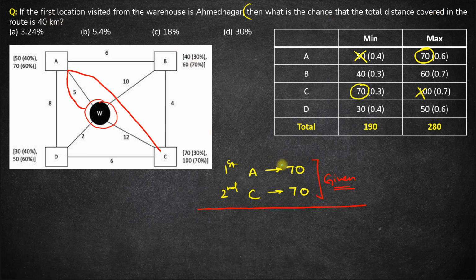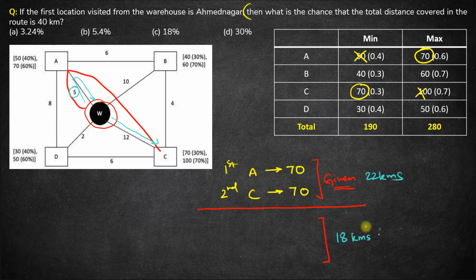Okay, so let's see what is the total distance covered so far when the person starts from warehouse, goes to A and then comes to C. The total distance traveled is 5 to go plus 5 to come, 10 plus 12 to go to C. So 10 plus 12 is 22 kilometers. So 22 kilometers have been traveled so far. Okay, that means for the remaining two locations, what is the distance that is remaining? Total distance traveled has to be 40. So the remaining distance to be traveled is 18 kilometers.